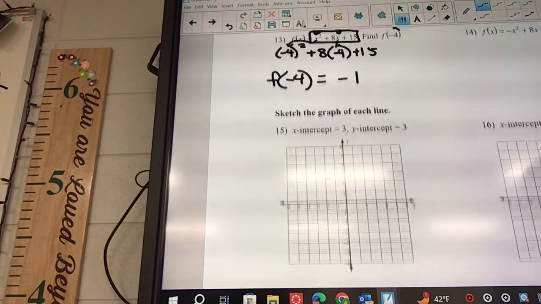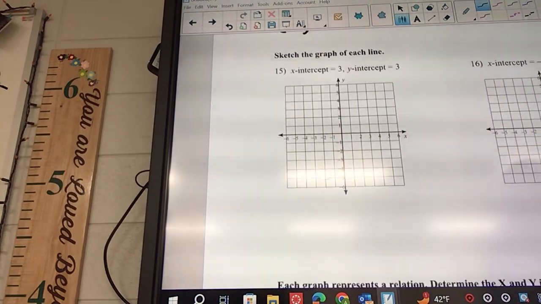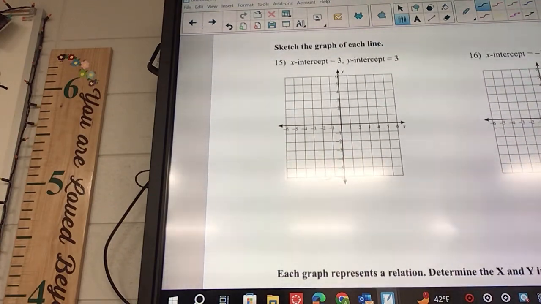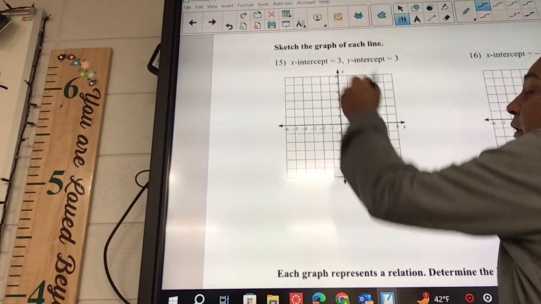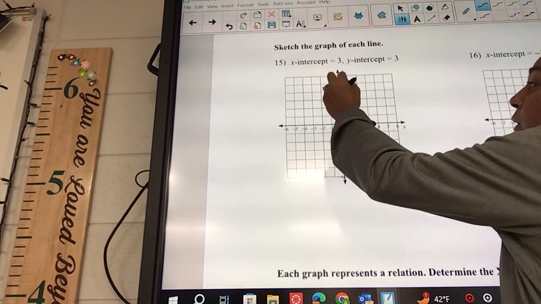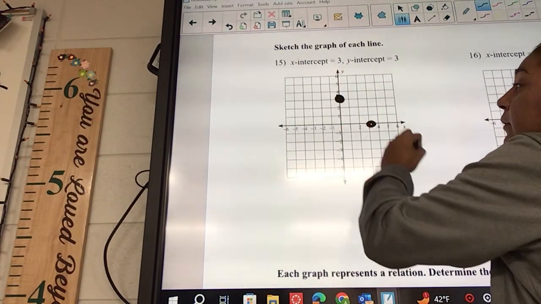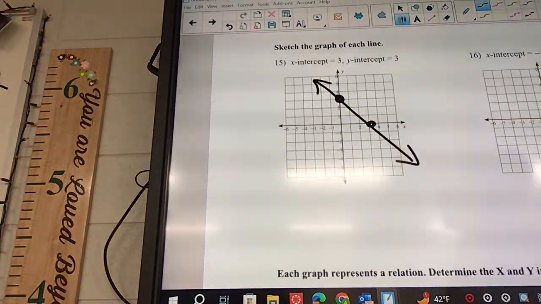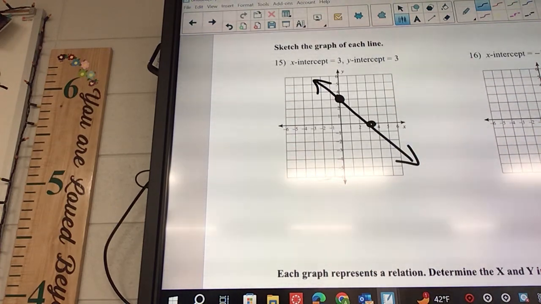Okay, this one, sketch the graph of each line. So again, you're just going to put the intercepts. On the x line, we're putting 3. On the y line, we're putting 3. And you're going to draw your line. The same as yesterday, cross off number 17 and 18.